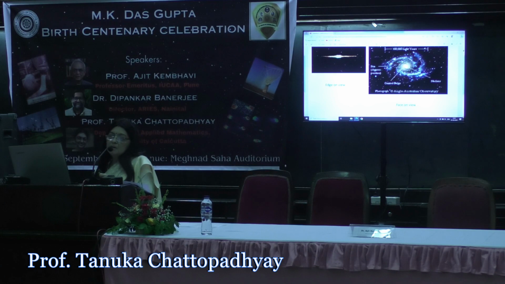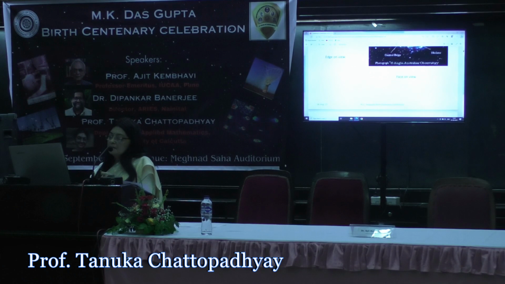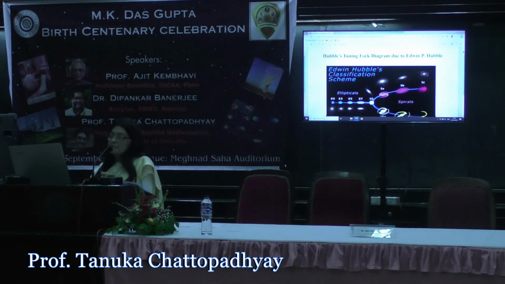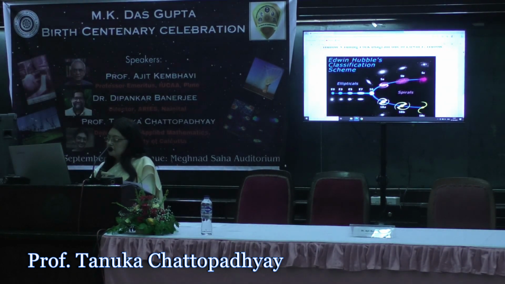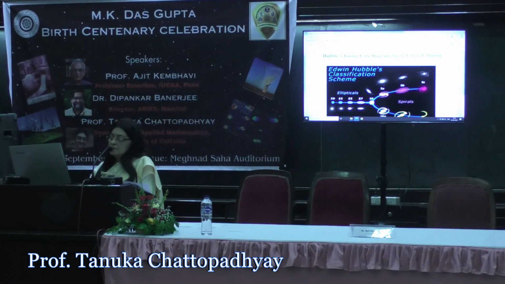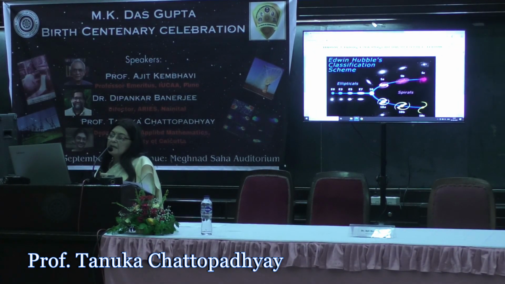It is called the nucleus, where some violent activities are going on, as I told you about. Now, this is the Hubble's tuning fork diagram due to Edwin P. Hubble. He observed many galaxies and he classified them. Along the tail there are elliptical galaxies, and the two arms are spirals of different evolutionary stages. If there is a bar at the center of the galaxy, it is called a barred spiral galaxy.